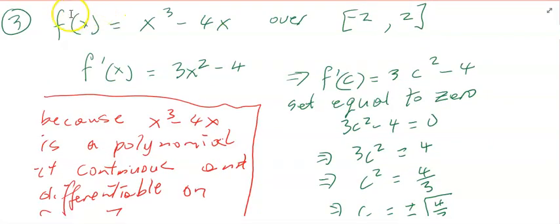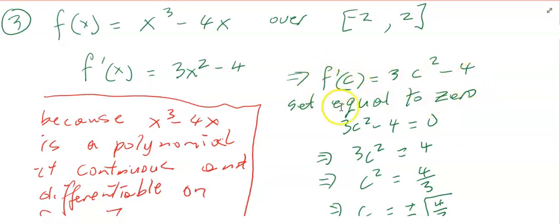Find a c such that the tangent line at c has slope 0. f of x is equal to x cubed minus 4x. So f prime of x from our power rule will be 3x squared minus 4. Where you see the x, you replace it with c, so f prime of c will be equal to 3c squared minus 4.